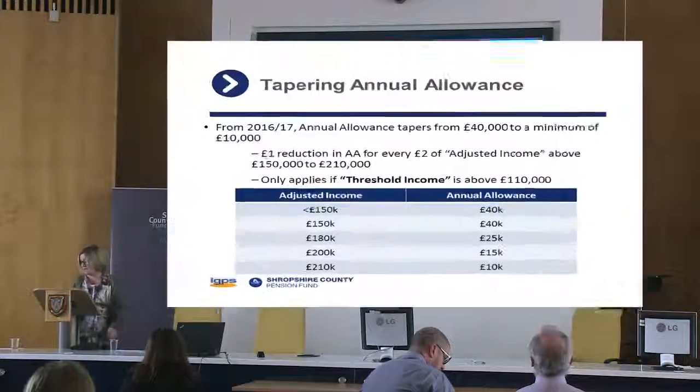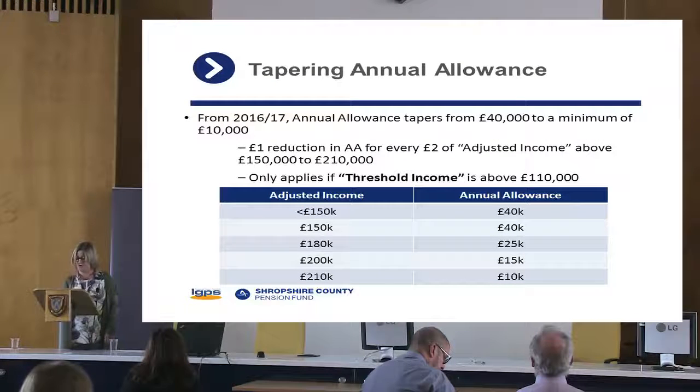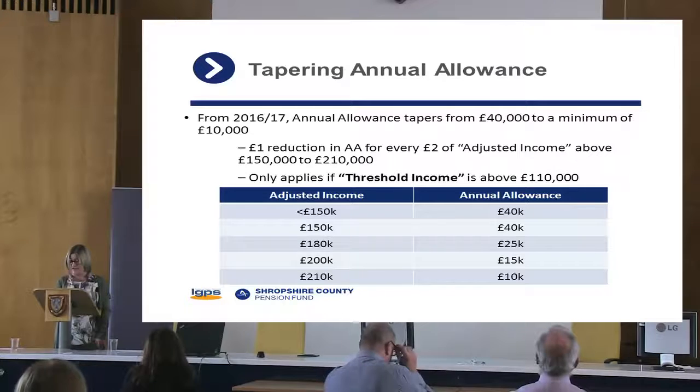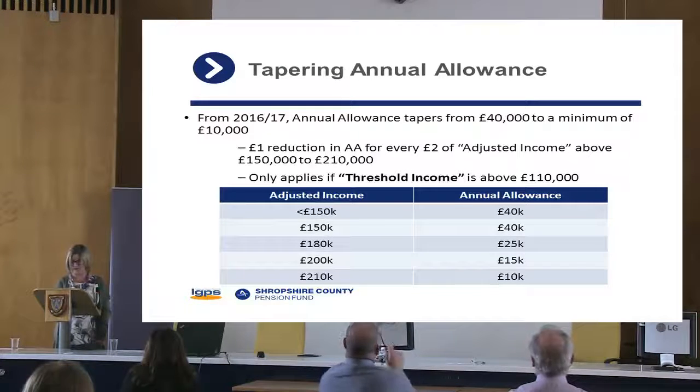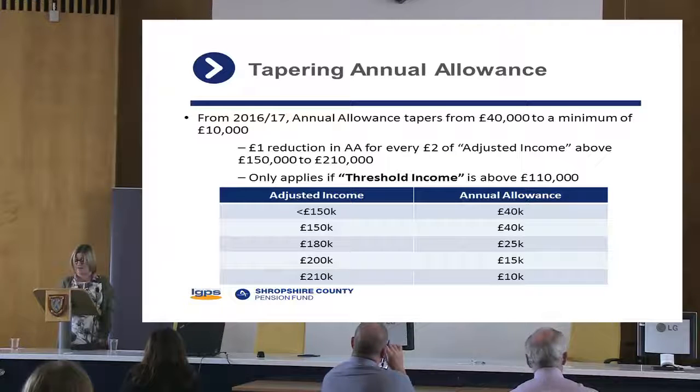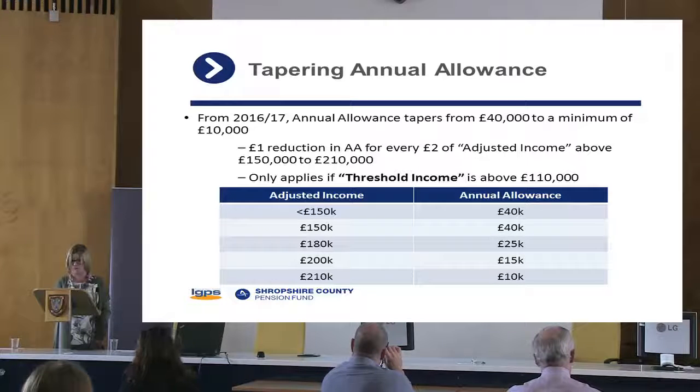Following the budget in 2015, the government introduced an annual allowance taper for high earners from the 6th of April 2016. This means the annual allowance is tapered for members who have a threshold income in excess of £110,000 and an adjusted income in excess of £150,000. For every £2 that the adjusted income exceeds £150,000, the annual allowance is tapered down by £1, to a minimum of £10,000.